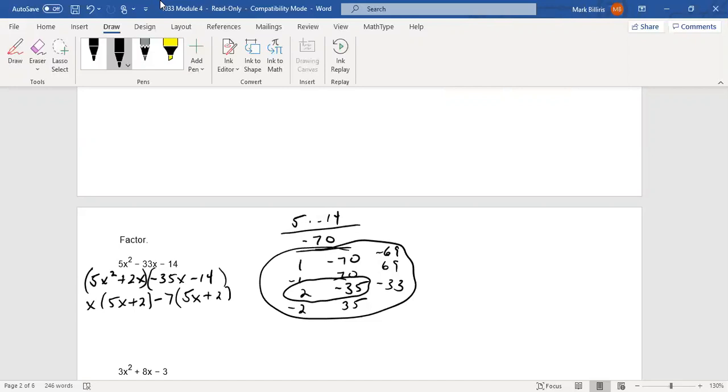Notice again, this will always be the same. That's your greatest common factor. So when I take out my 5x plus 2, that's going to leave me with x minus 7.